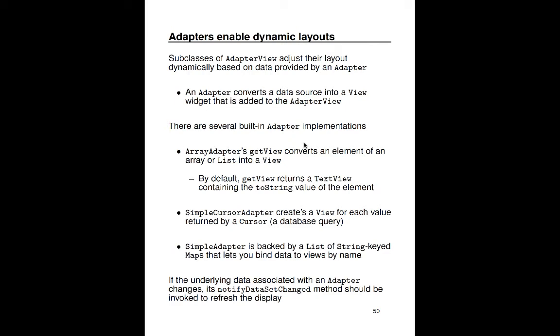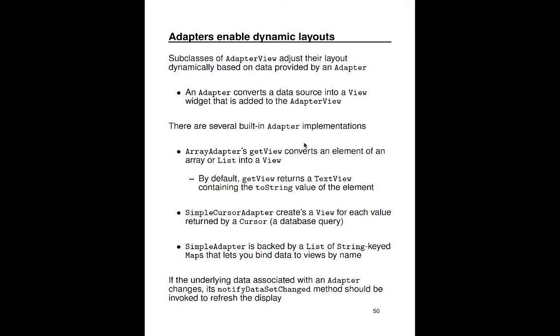Android applications have access to a database, a very simple relational database, that they can use to store and query information. A simple adapter gives you lots of flexibility into how your data is modeled. It's essentially backed by a list of string-keyed maps, so maps that map a string to some object, that let you bind data in your view by a property name of the objects in the map.